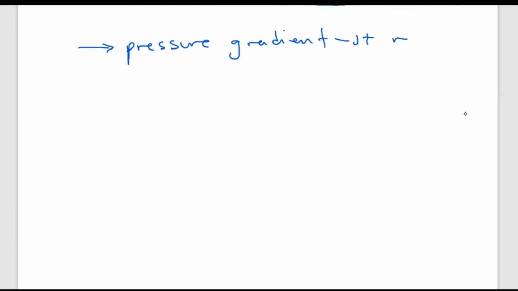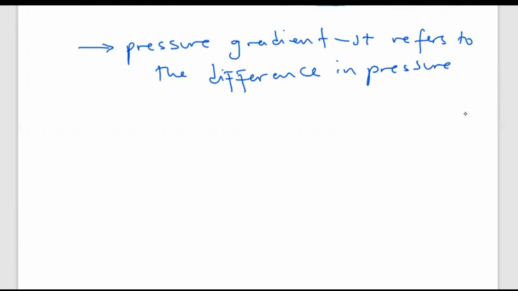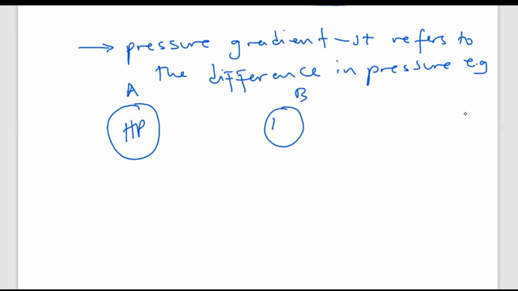So it refers to the difference in pressure. For example, we have point A, which has a high pressure, and point B, which has a low pressure. So you can refer to this as pressure gradient.